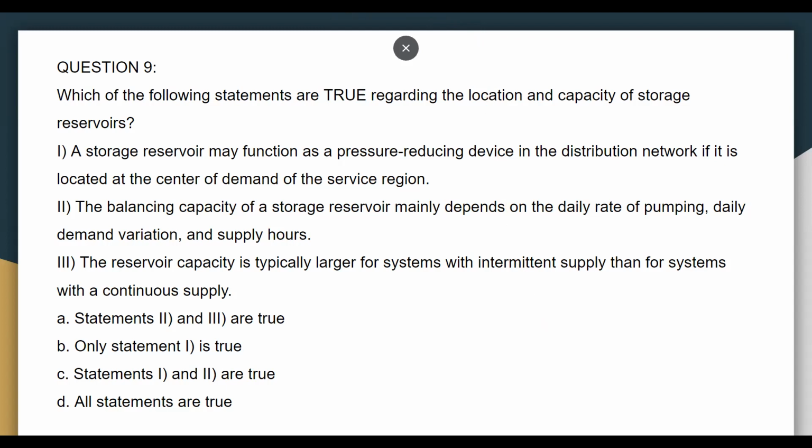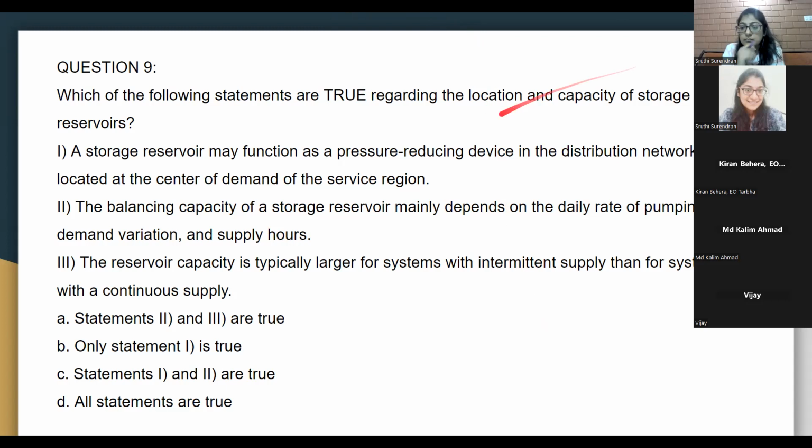I think this portion comes with the design considerations. I believe design consideration for one type of reservoir. Sangamitra says it's C, that statements 1 and 2 are correct. Kiran is also saying C.